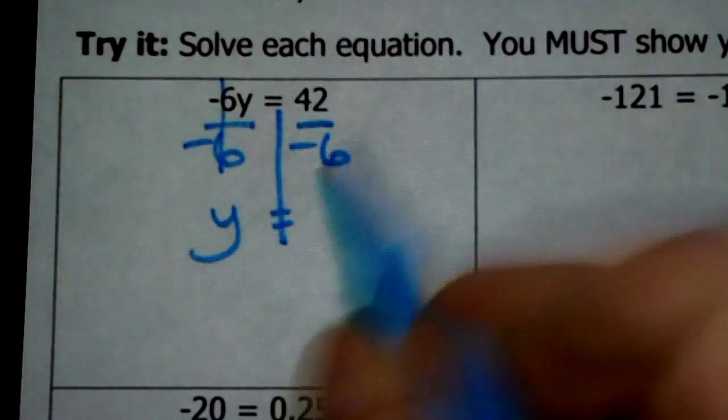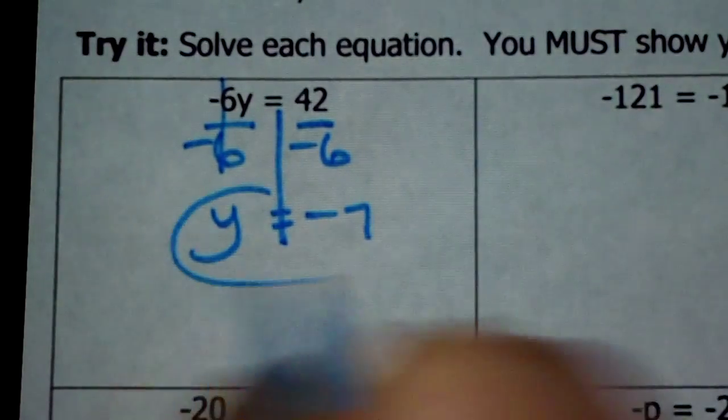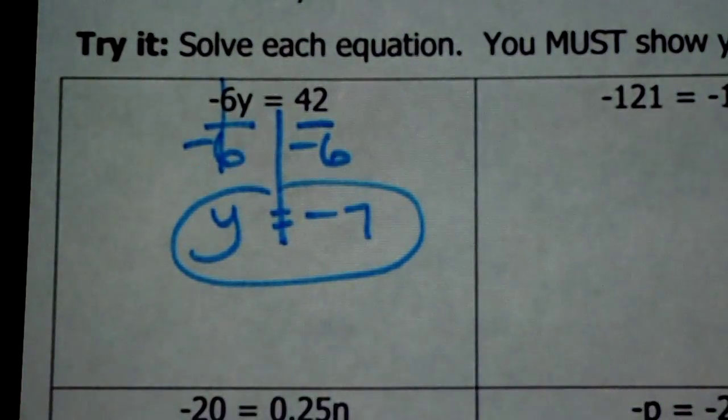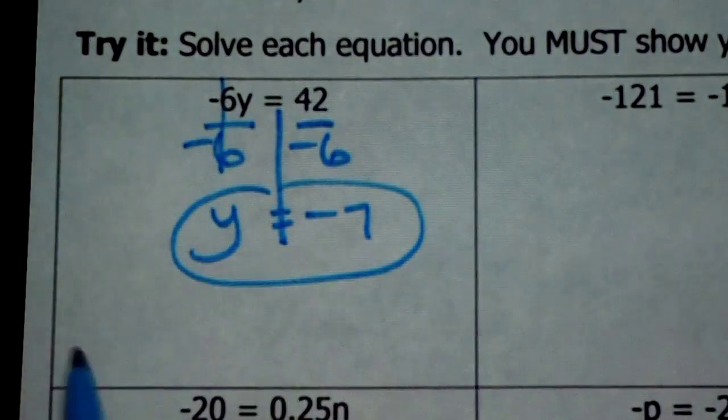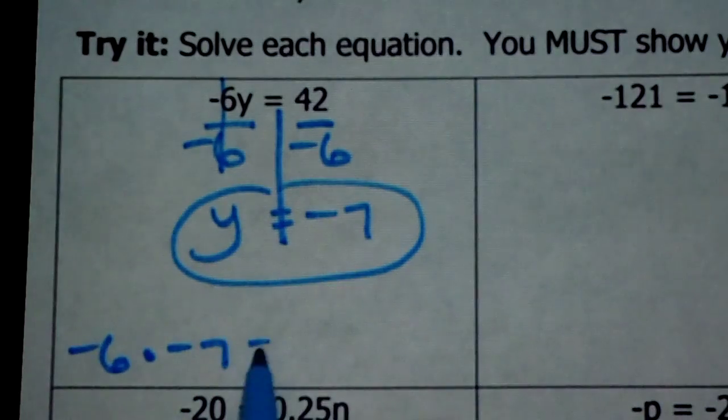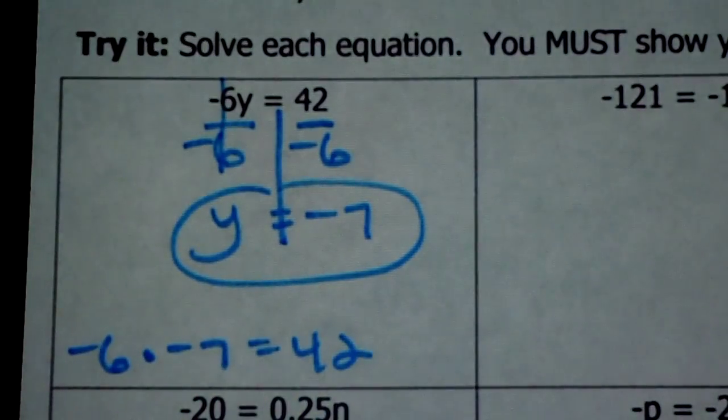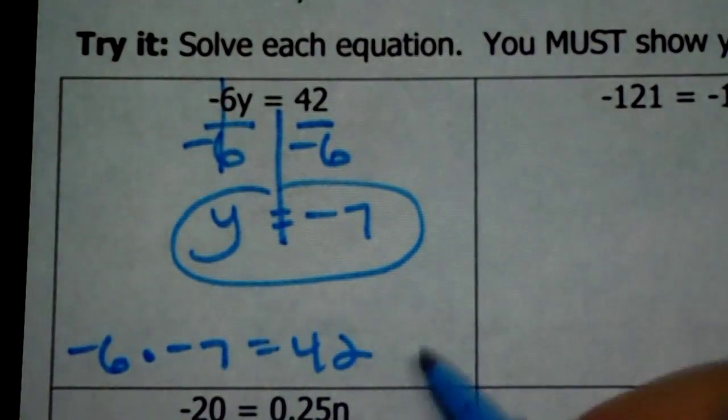All right, 42 divided by negative 6 is negative 7. So that's our one step. To make sure that you're right, you can plug them all in. If y is negative 7, then negative 6 times negative 7 should give you a positive 42. A negative times a negative is a positive, so this is right. Okay, let's try another one.